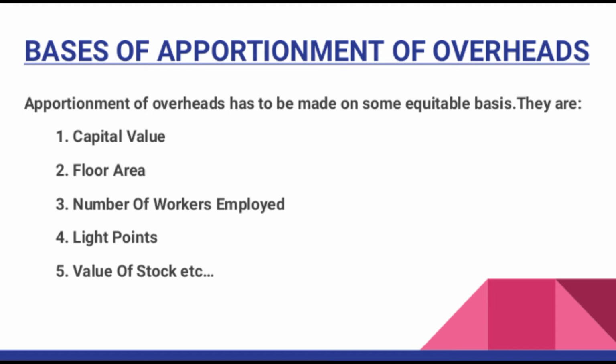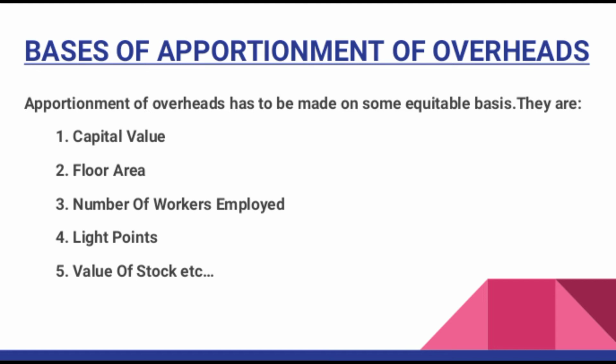There are certain expenses which require division or apportionment over two or more cost centers or cost units. The important bases for the apportionment of overheads are capital value, floor area, number of workers employed, light points, value of stock, etc. That means some overhead expenses like depreciation of machine, insurance of machines are to be allocated on the basis of its capital value.